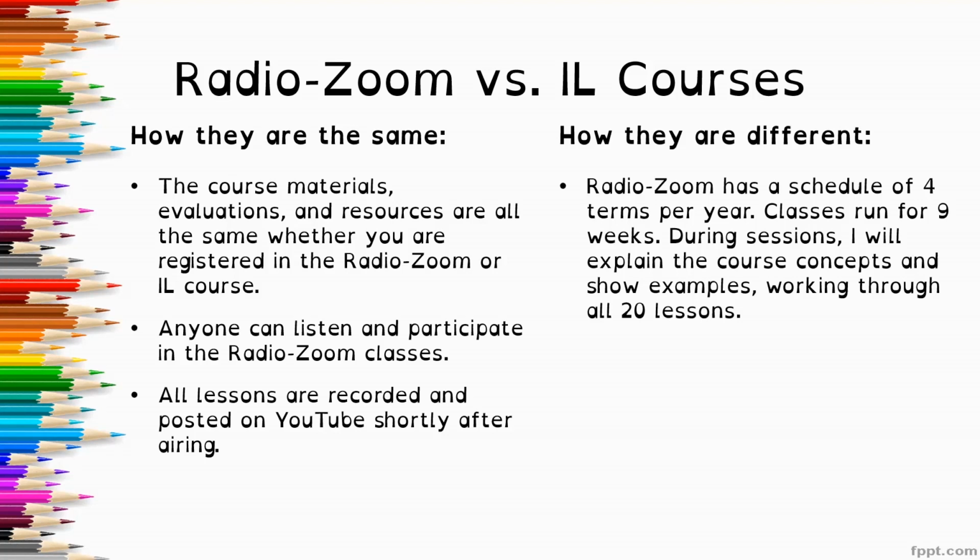The Radio Zoom has a schedule of 4 terms per year, and the classes run for 9 weeks. So during sessions, I explain the course concepts and show examples working through all 20 lessons, but those are spread out over those 9 weeks, and we start at the beginning and work through up to the whole 20 lessons.